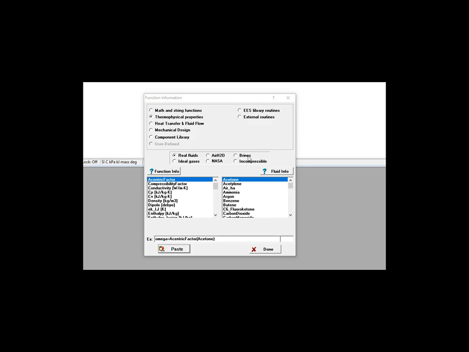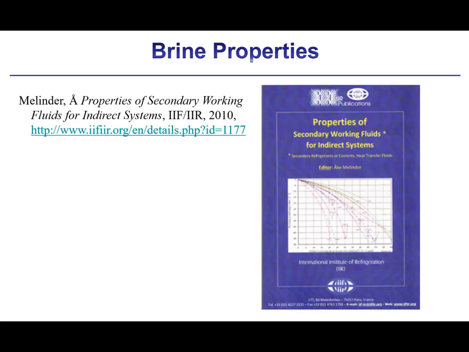So brines are sometimes also called secondary refrigerants. The properties of primary interest for brines are the specific heat capacity and the freezing point. The thermal conductivity and the viscosity of brines are also of interest because they affect the heat transfer characteristics as well as the pressure drop and therefore the pumping costs. Brine property correlations have been published by the International Institute of Refrigeration, and these correlations have been implemented in EASE. You can see the reference here.